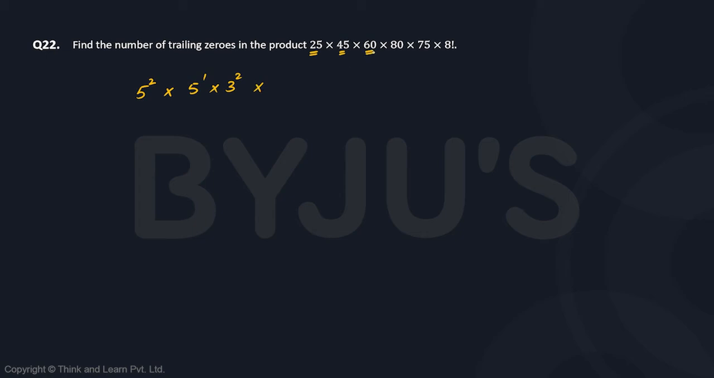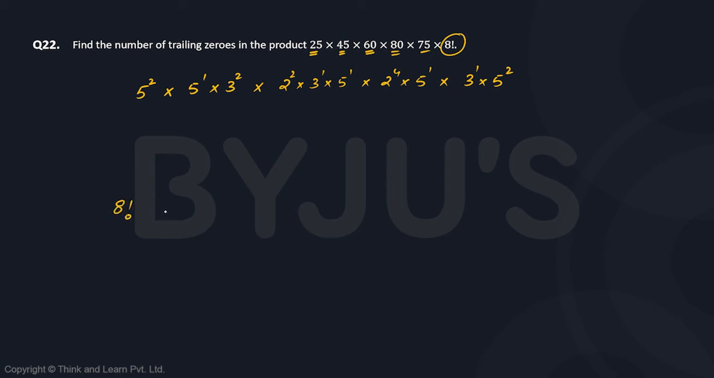Then multiplied by 60. 60 can be written as 2 square into 3 raised to the power 1 into 5 raised to the power 1. Multiplied by 80. 80 can be written as 16 into 5, that is 2 raised to the power 4 into 5 raised to the power 1. Then 75 can be written as 3 into 25, that is 3 raised to the power 1 into 5 square. And finally, I have 8 factorial. So I'll treat 8 factorial separately.